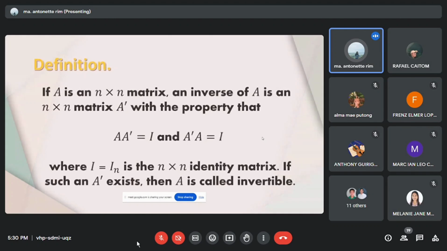Okay, so definition. If A is an n by n matrix, then an inverse of A is an n by n matrix, A inverse, with the property that A multiplied by its inverse is equal to I, and A inverse multiplied by A is equal to I, where I = I sub n is the n by n identity matrix. If such an A inverse exists, then A is called invertible. If we multiply the matrix by its inverse, the product is an identity matrix. So question, what is the form of an identity matrix?